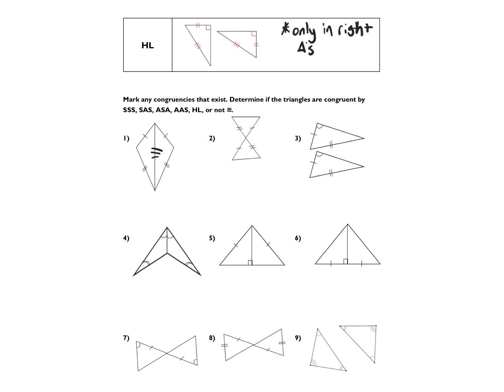So now we have 1, 2, 3 sides that are congruent, so we would call this side, side, side. Okay. So that's how we can prove that those two triangles are congruent.